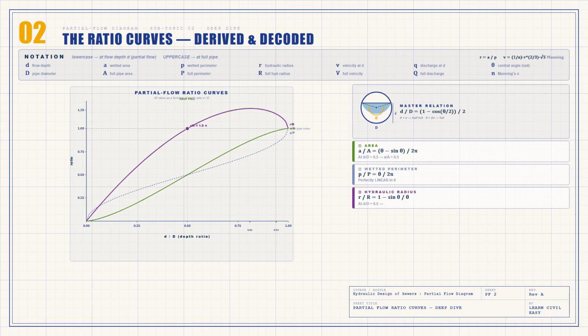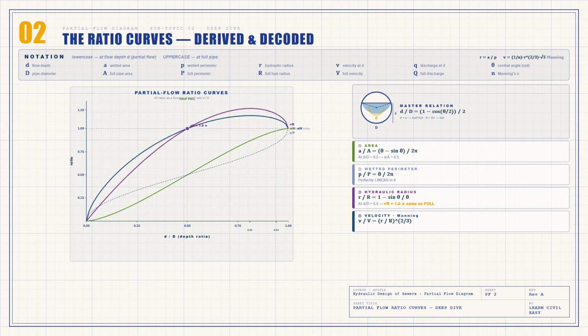Now, here is the first big surprise, the hydraulic radius. R over R equals area divided by perimeter, which simplifies to 1 minus sine theta over theta. Look at this curve carefully. At d over D equal to 0.5, half full, R over R is exactly 1, the same as a completely full pipe. A half full pipe has the same hydraulic radius as a full pipe. This is an examiner's favorite, remember it.